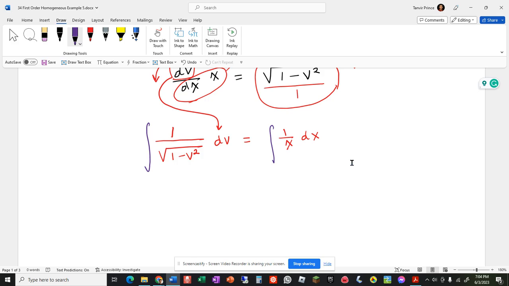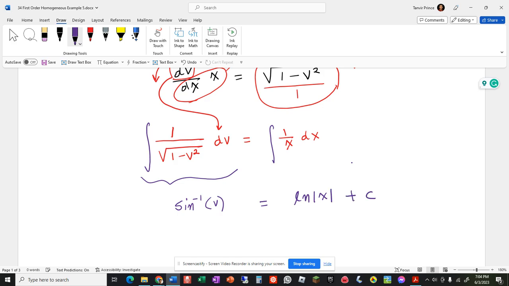So if not, look at an integral table and it will remind you. That is exactly the inverse sine of v. So that's the arc sine or inverse sine. That's exactly the sine inverse of v, equal to the integral of 1 over x, which is ln of x. Don't forget to write absolute value plus c.